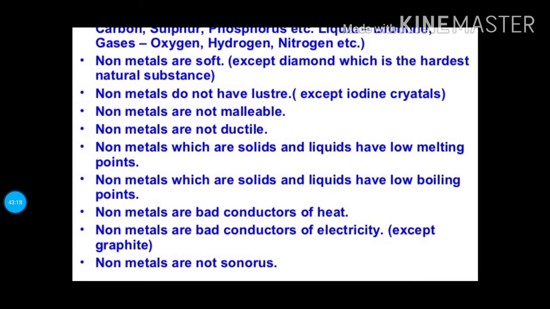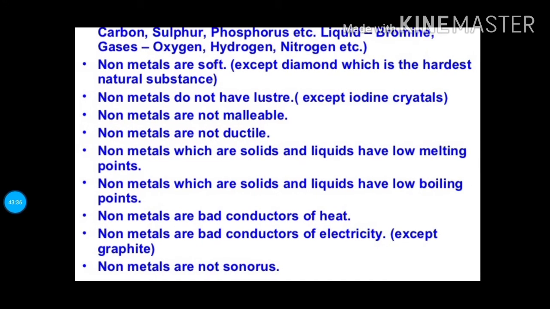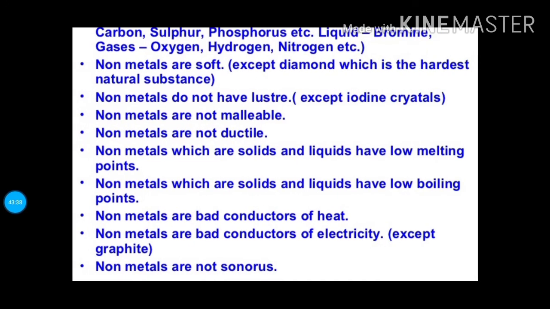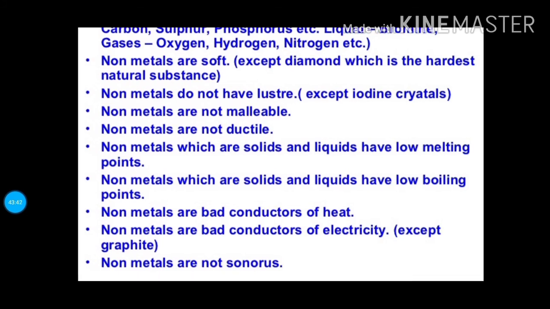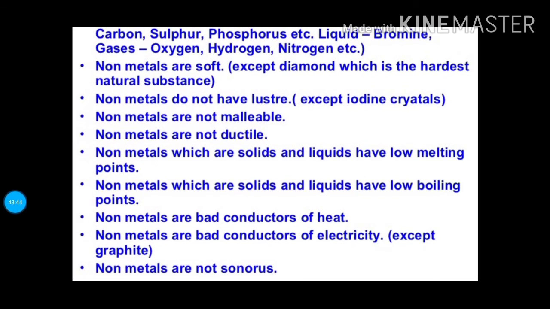Non-metals which are solids and liquids have a low melting point. We know that metals have high boiling and melting points, but non-metals have a low melting point. Non-metals are bad conductors of heat. Wood and plastic are examples.